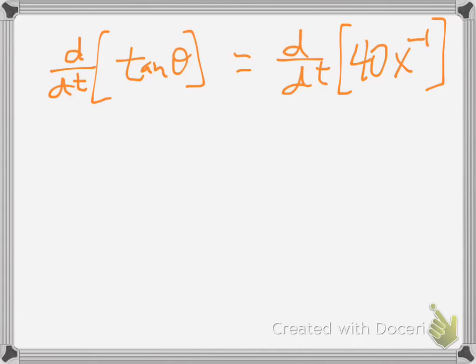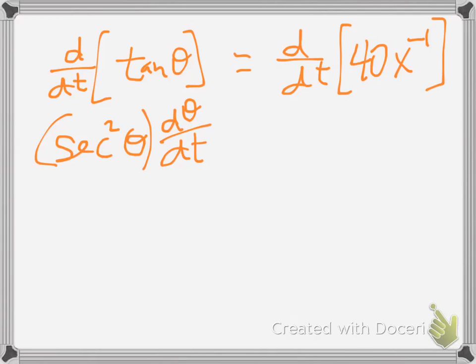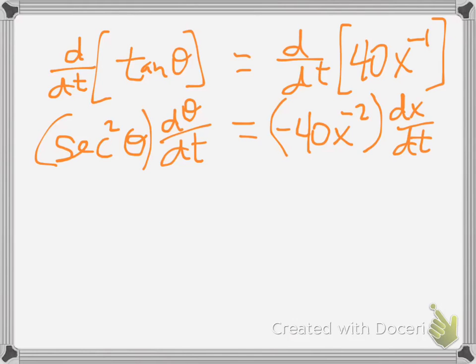Continuing here, taking the derivative of tangent, we should know that is secant squared theta. Now we're differentiating with respect to t, so we have to use the chain rule here. We have to multiply this quantity times d theta over dt, the derivative of the inner function. Then let's take the derivative of the right-hand side. We're going to end up with negative 40 x to the negative 2. And again, since our variable is x and we're differentiating with respect to t, which is different than x, we have to multiply that times the derivative of the inner function, the derivative of x with respect to t.